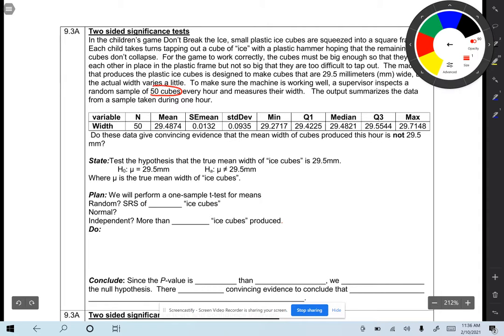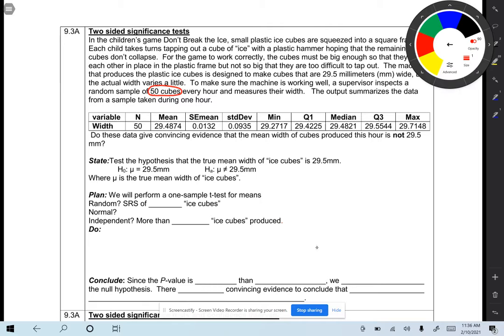Hallelujah, we don't have to graph. Sample size is large enough. Every hour the supervisor measures their width. The output summarizes the data from a sample taken during 1 hour. So if you look at the data in the table, it gives us the sample size in the first column. It gives us the sample mean. It gives us, I'm going to skip the standard error for a second, the standard deviation, and then it gives us the 5-number summary.